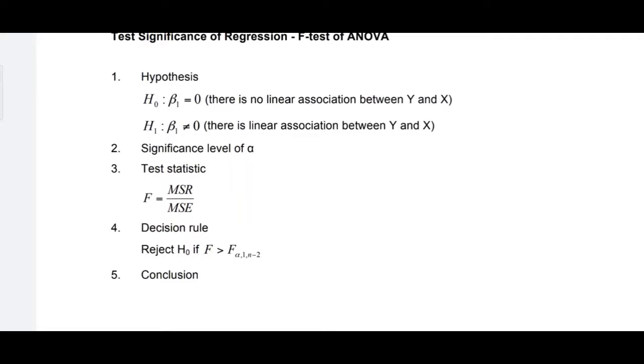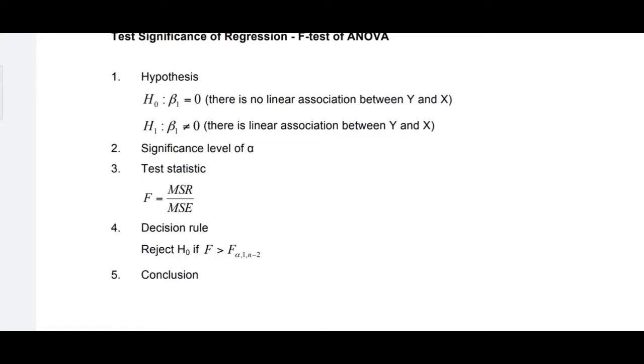So once we have the hypothesis, we need to mention the significance level alpha that is controlled by the researcher, and then we have the test statistic F, which is the value from the Anova table earlier.